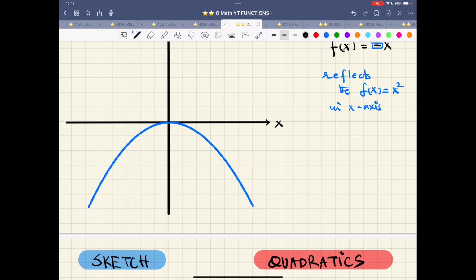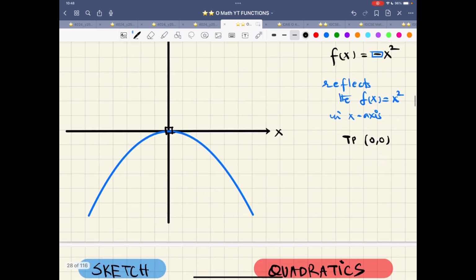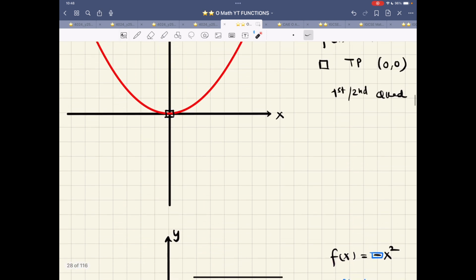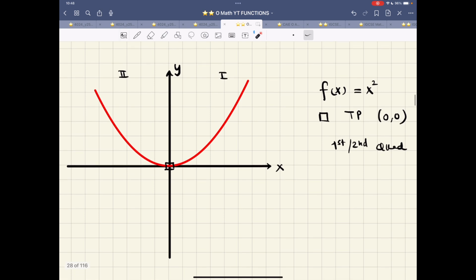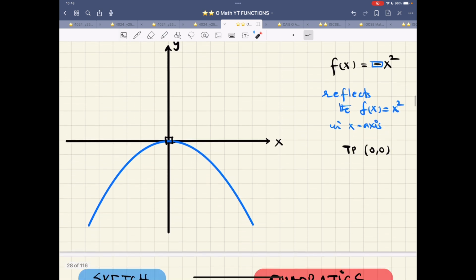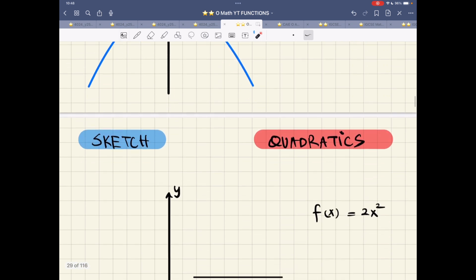Again, focusing on the turning point. The turning point is still the origin (0, 0). So now this graph could be 0, the f(x) value could be 0, and it could have negative values. In other words, this graph is never positive. So that is the original one, f(x) is equal to x squared, and this is the reflected one in the x-axis.